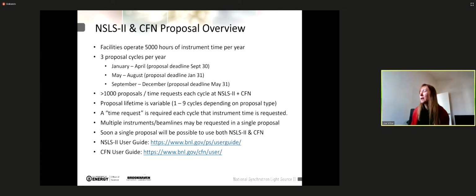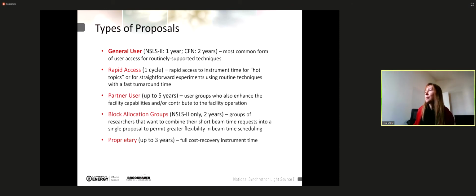All right, so let me describe really quickly the different types of proposals that we have. The one that applies primarily to everyone listening is probably the general user proposal. At NSLS2, these are good for 1 year. At the Nano Center, they're good for 2. This is the most common form of user access for routinely supported techniques. If it's a single PI proposal looking for routine techniques, then that's the general user proposal. And I would say more than 80% of the proposals we get are general user.